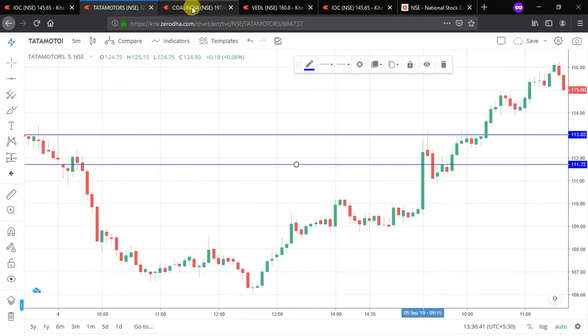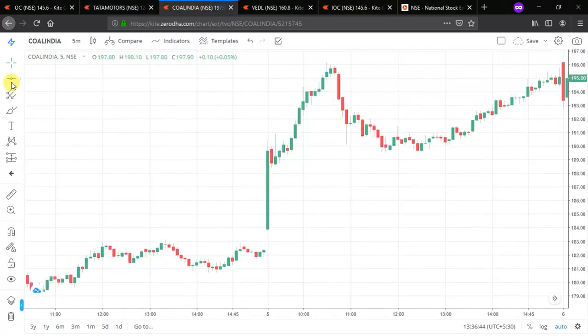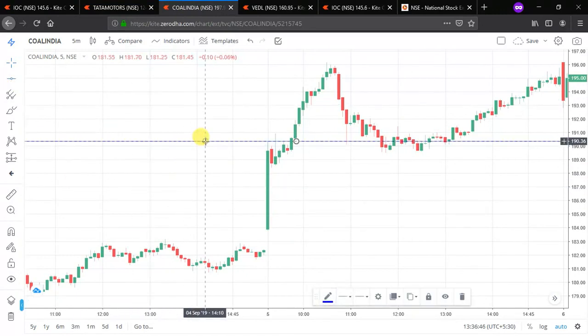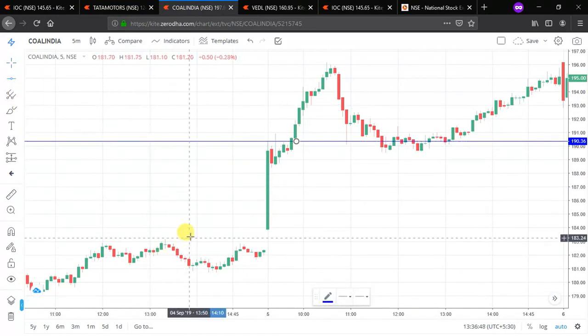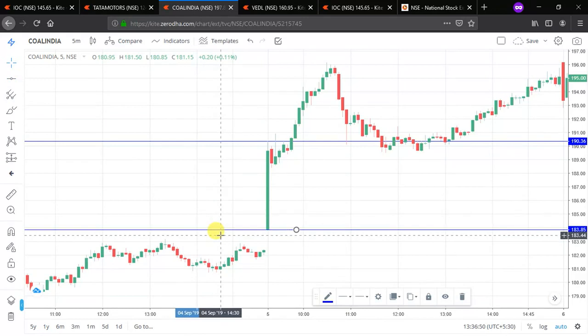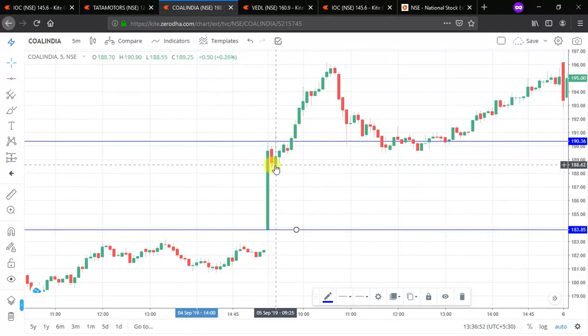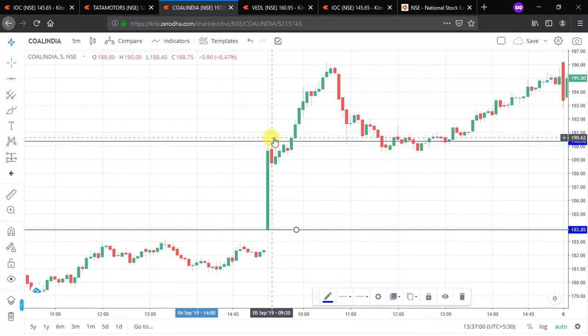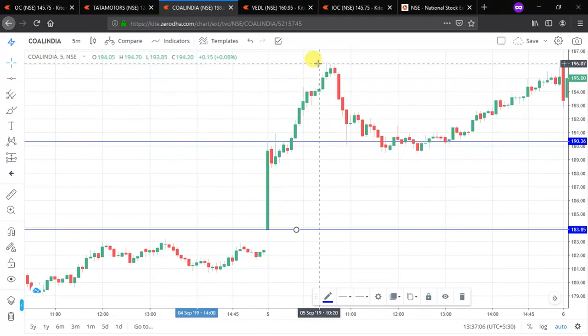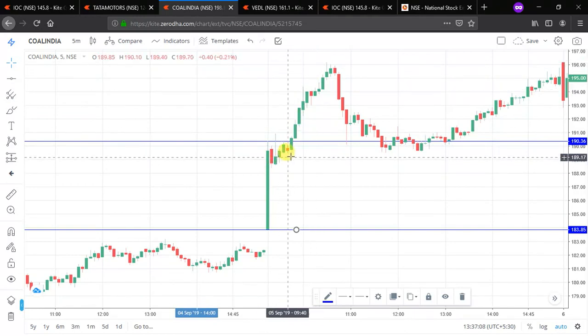Next we'll see the next script, which is Coal India. Even this is a very good script. I'm taking the high and the low. This is the trade entry point. All the risky traders enter at 9:25, around 190.62 or 190.65, and they could have booked a profit till here. The safe traders enter after this, once there's a closing beyond this.